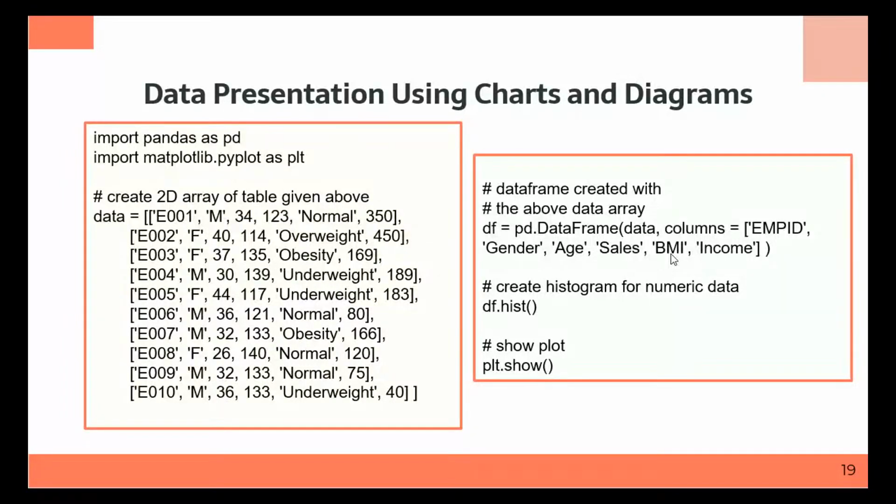So we need three parameters: body weight, age, and height. That's BMI, body mass index. Then the last one is income. Here we have taken a data set of around 10 employees.